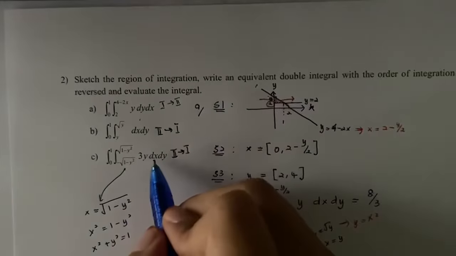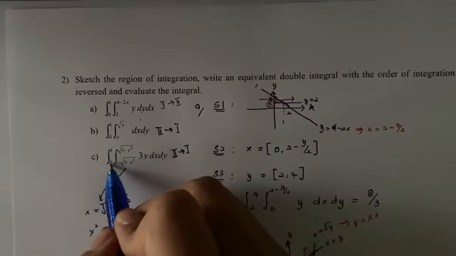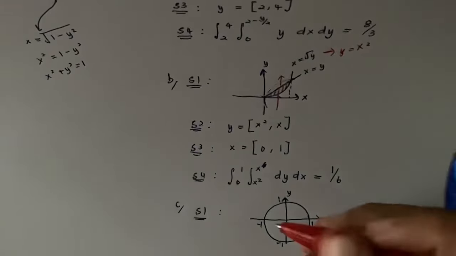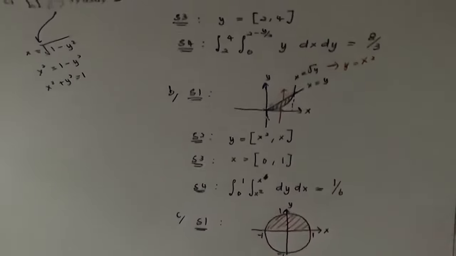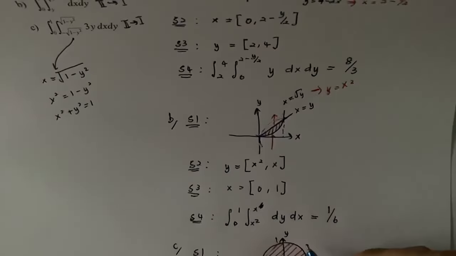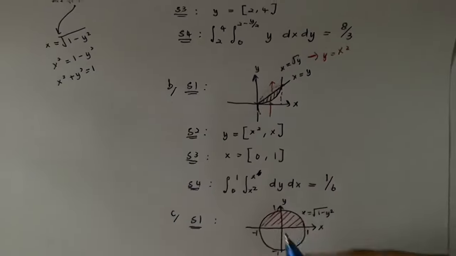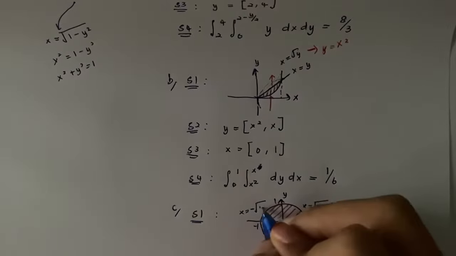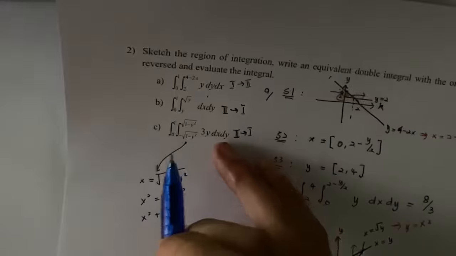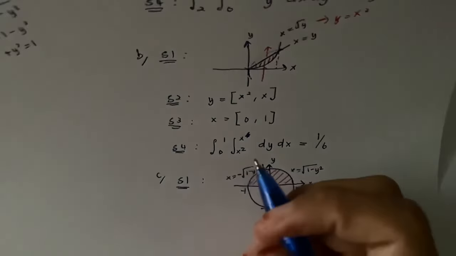Okay, for the x limit. And then for the y limit, y is from 0 to 1. So this is the region. This one is x equal to positive square root of 1 minus y square, and this negative part is for x equal to negative square root of 1 minus y square. From negative part to positive part. So you have the semicircle.